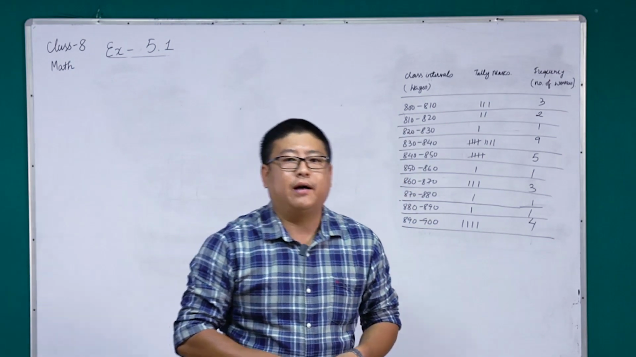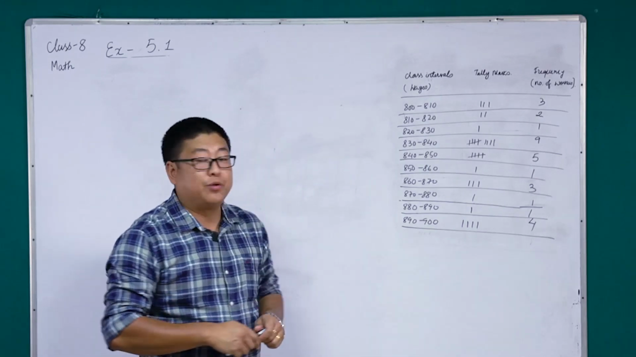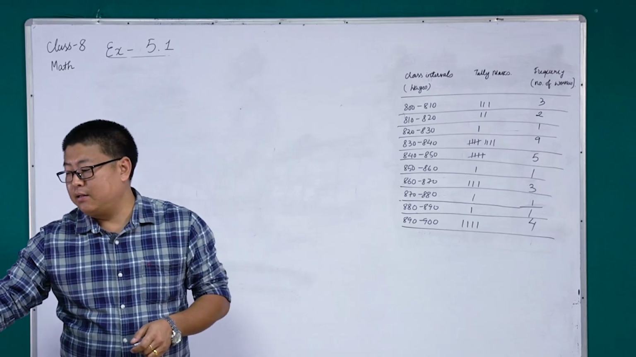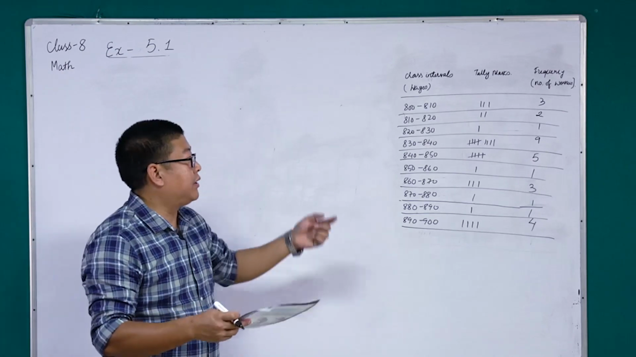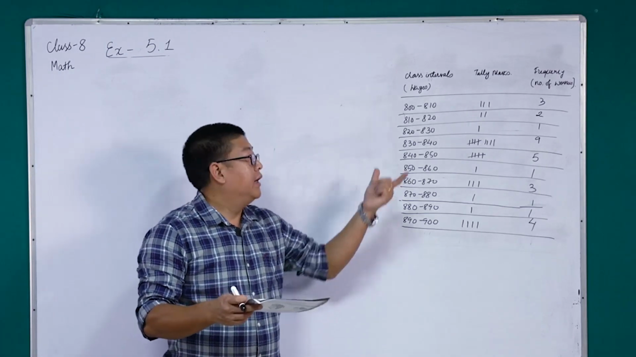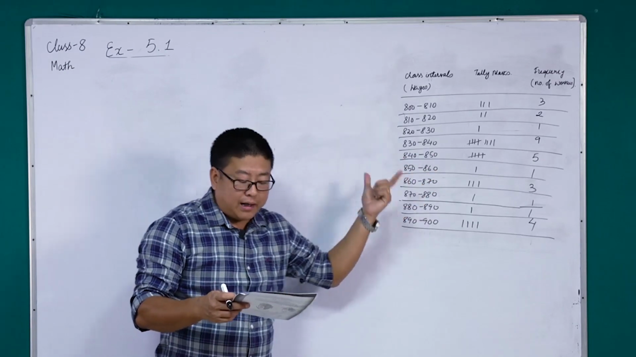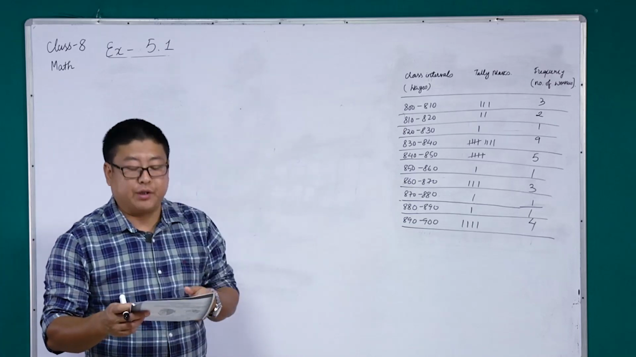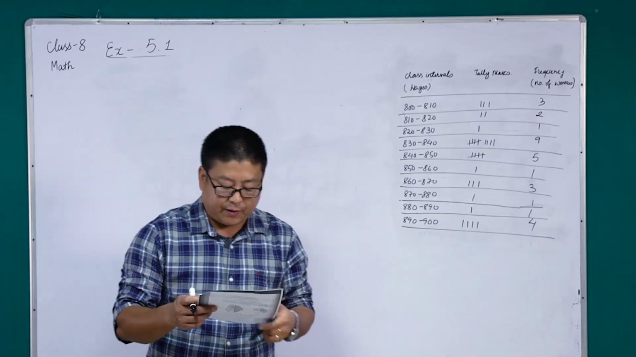Yesterday we left off at question number 3 of exercise 5.1. We will continue with the next question, which is related to the previous question number 3 frequency table. Now, basing on this table, we are going to answer this question number 4. So let's read the question first.